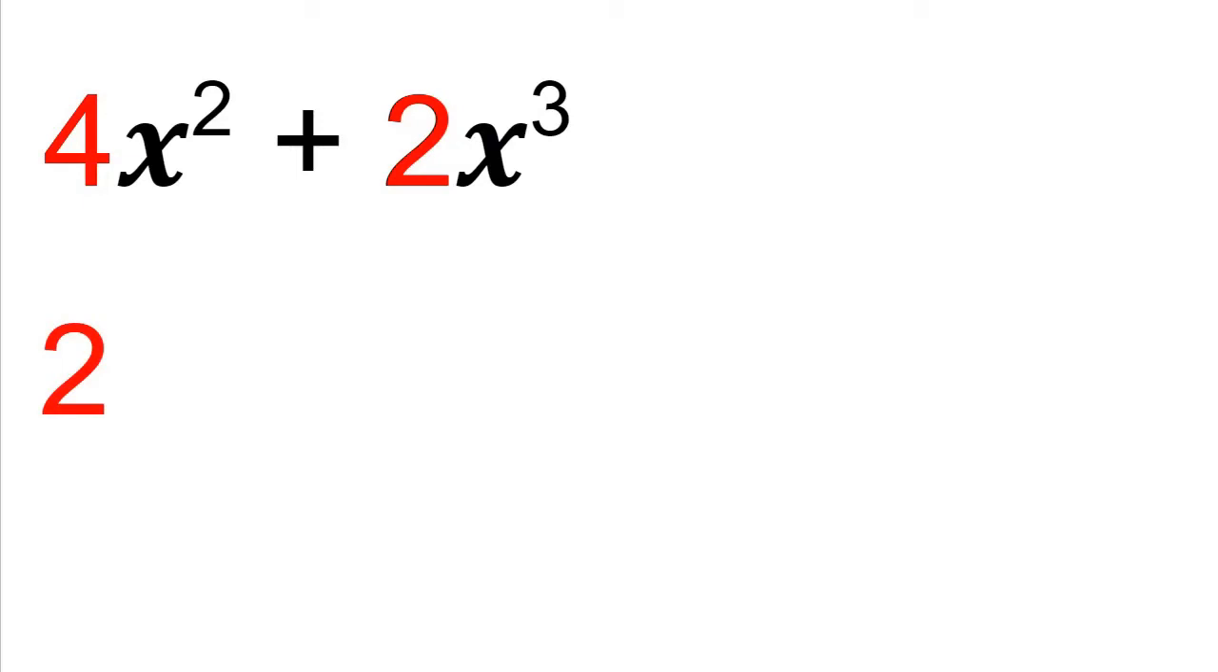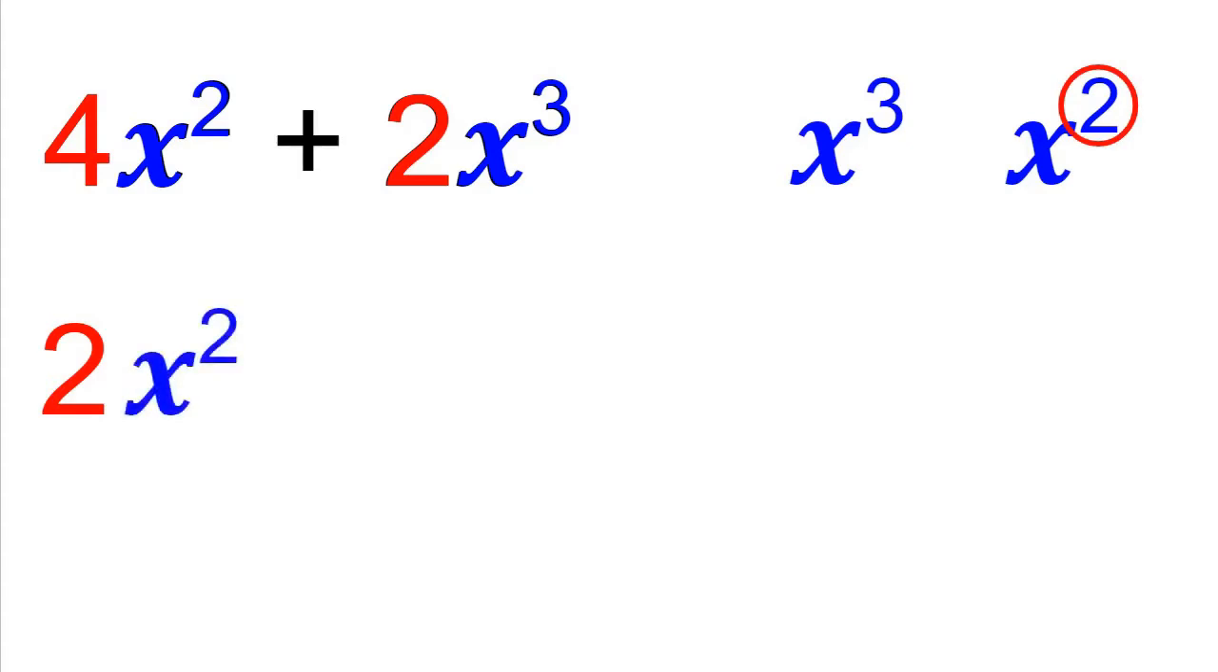Then we look at the variable, and we have x squared and x cubed. So we need to figure out the greatest common factor between x cubed and x squared. In order for us to do this, we simply look at the smallest exponent. So the smallest exponent is 2, so x squared would be our greatest common factor. Now that we have 2x squared, we need to take our 4x squared and our 2x cubed and divide it by 2x squared. So we need to take 4x squared divided by 2x squared.